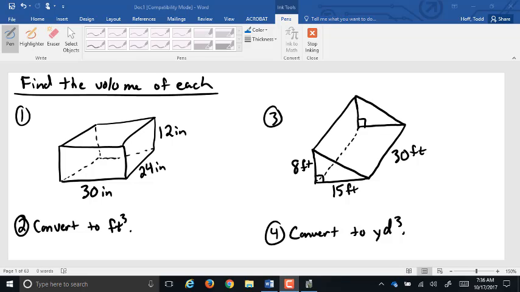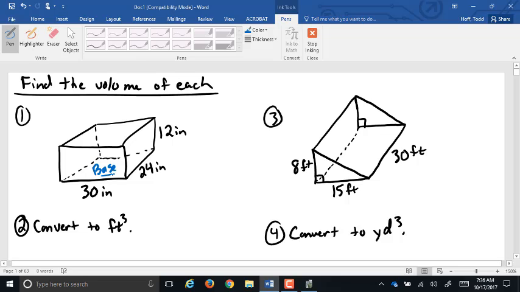So for the first one here, this is a simple box. Need to find its volume. You could just do length times width times height would work because it's a box, but we've been doing the area of a base times a height. So for a box, usually the base is just the bottom. So the area of the base of this is going to be just 30 inches by 24 inches, which is 720 inches squared.